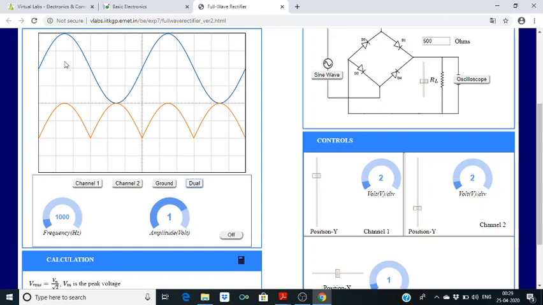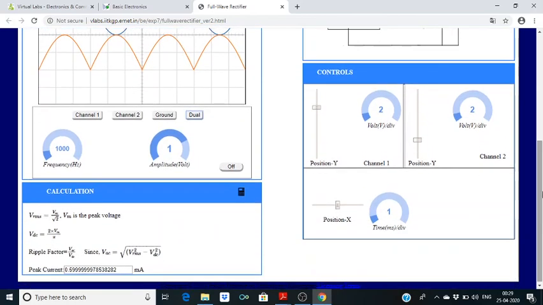So the full wave rectifier circuit is utilizing both the cycles, positive as well as negative. So we have calculated Vm. Accordingly you can calculate VDC, VRMS, and then ripple factor and efficiency, and check them with the typical values.